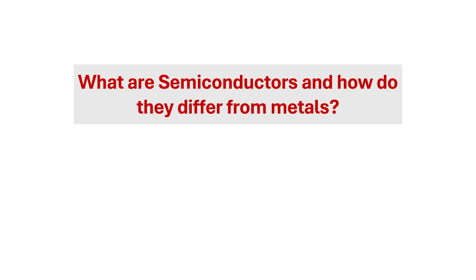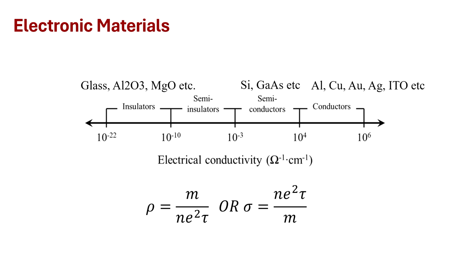So these are some of the questions that we will address. So the first question is, what are semiconductors and how do they differ from metals on a very general basis? So a broad categorization of electronic materials can be done on the basis of a parameter called electrical conductivity, which is the ease of electrical conduction in the material. You can see that this conductivity on a scale of per ohm centimeter or Siemens per centimeter varies on the far left from 10 to the power minus 22, which means very low electrical conductivity, to very high electrical conductivity such as 10 to the power 6 ohm centimeter inverse.